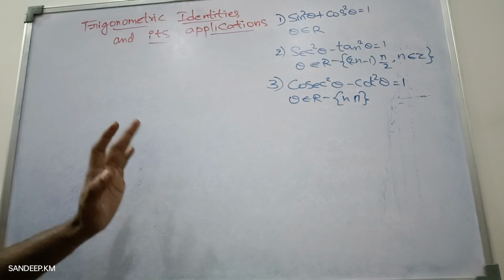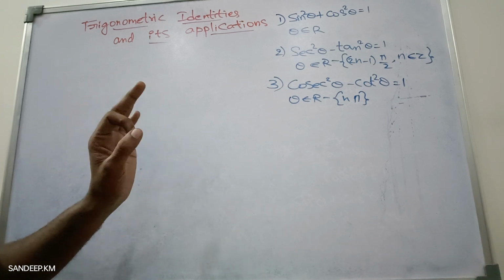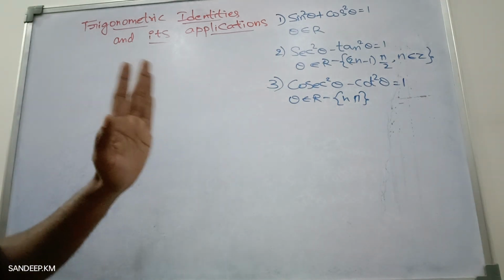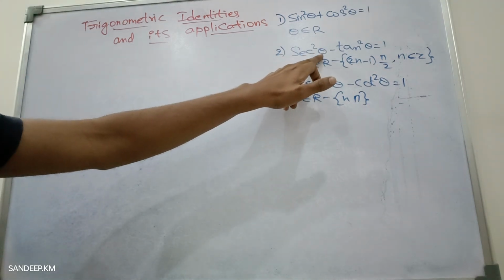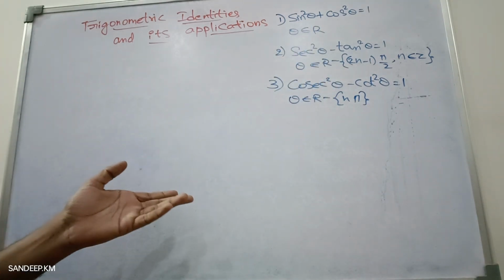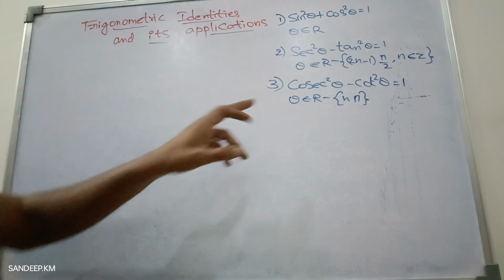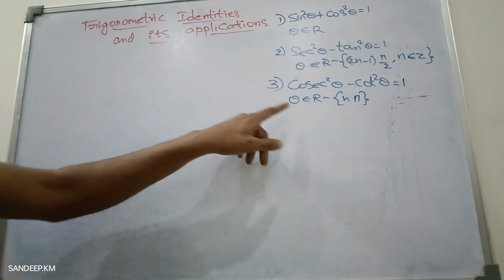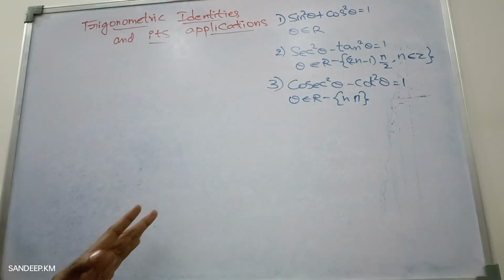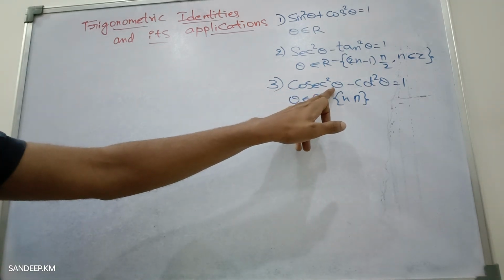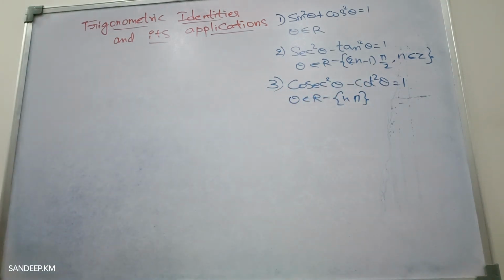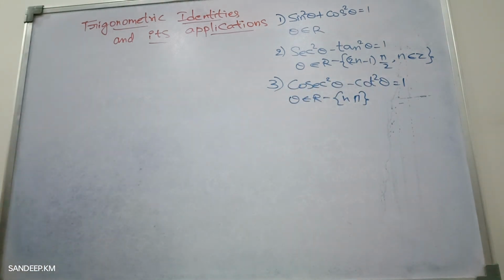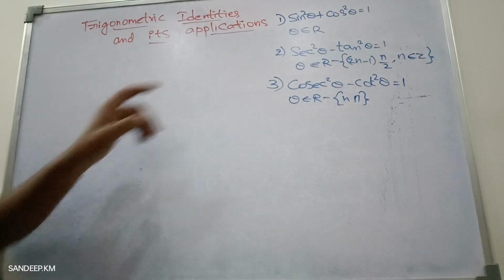That means I cannot take theta as pi by 2, 3 pi by 2, 5 pi by 2, or minus pi by 2, minus 3 pi by 2, etc., because secant of pi by 2 or tan of pi by 2 are not defined. Please remember this. Similarly, cosec square theta minus cot square theta is always equal to 1, where theta can be any real number except multiples of pi, because cosecant of n pi is not defined, and cot of n pi is not defined. So in place of theta, we will not substitute multiples of pi, and any other real angle can be substituted. Now let us see first how to prove these 3 identities.